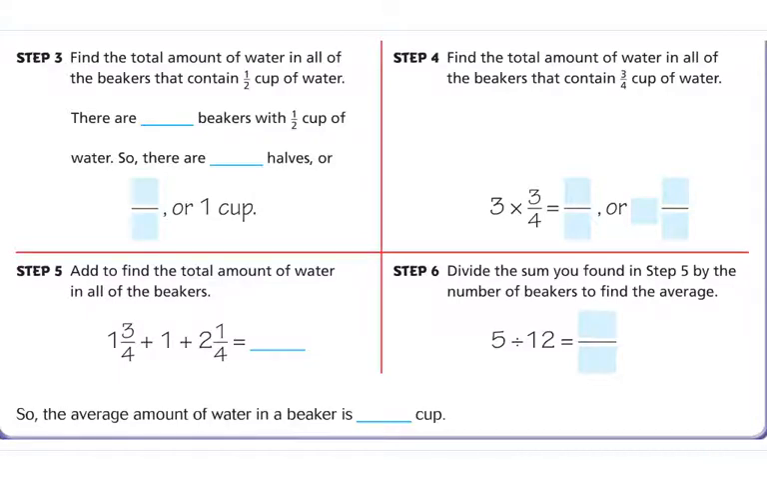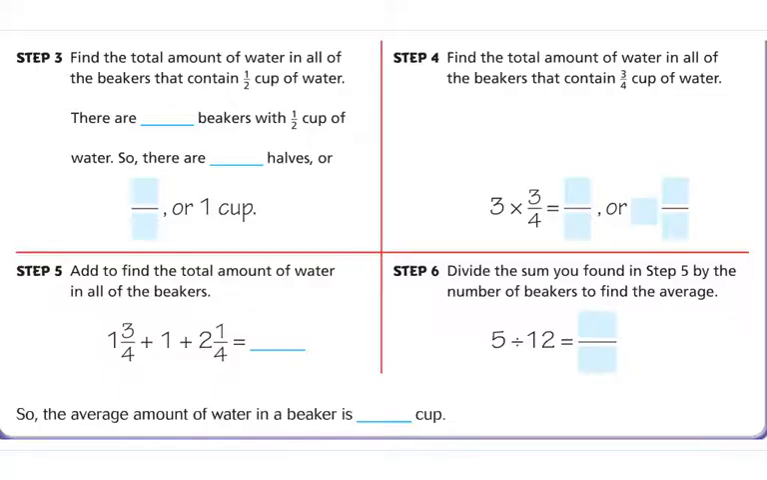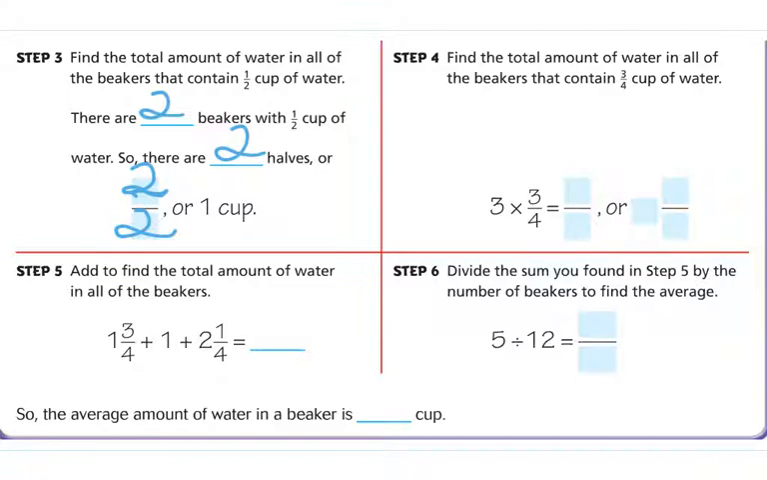Now we're going to go on to step 3. Step 3 says find the total amount of water in all of the beakers that contain 1/2 cup of water. So if we go back to our graph, we see that there are 2 beakers that have 1/2 cup of water. So there are 2 halves, or 1 cup. Step 4, it says find the total amount of water in all of the beakers that contain 3/4 cup of water. So go back to our line plot. We see that there are 3 cups that contain 3/4.